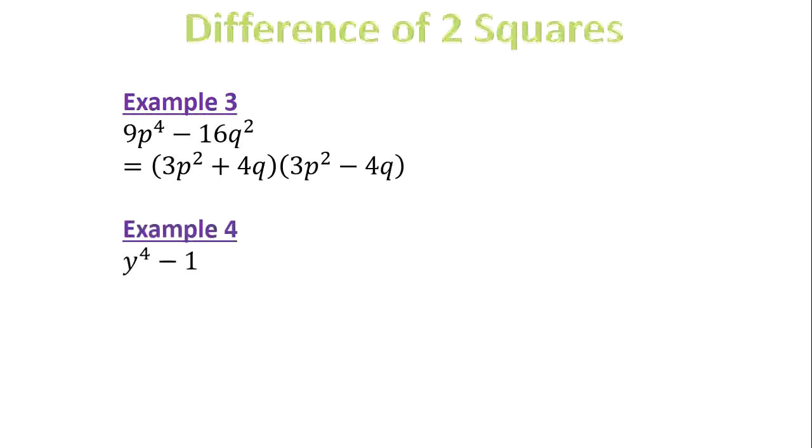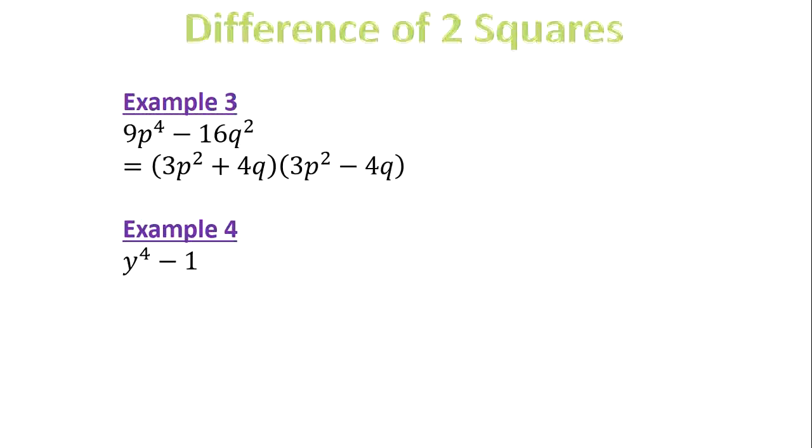Example 4, y to the power of 4 minus 1. Let's go through our criteria quickly. It is a difference, it's two terms, and lastly, are both of my terms perfect squares? So y to the power of 4, is that a perfect square? Yes, it is, because y squared times y squared will give me y to the power of 4. Is 1 a perfect square? Yes, it is, because 1 times 1 will give me 1. So it does meet all my criteria.